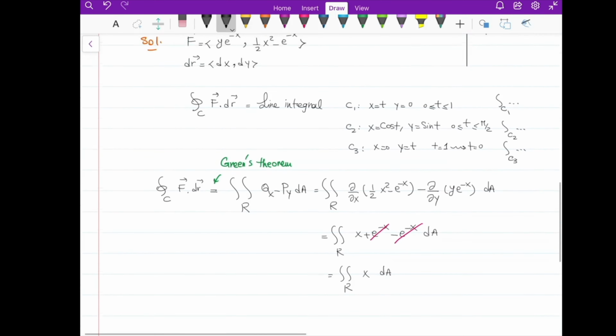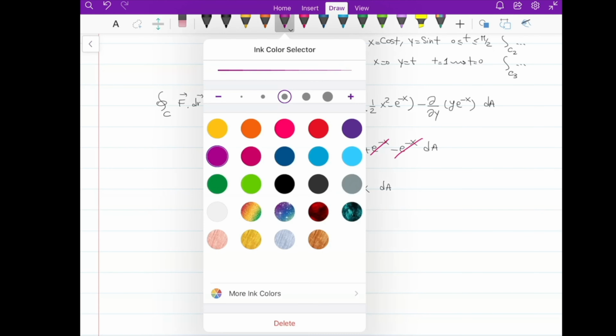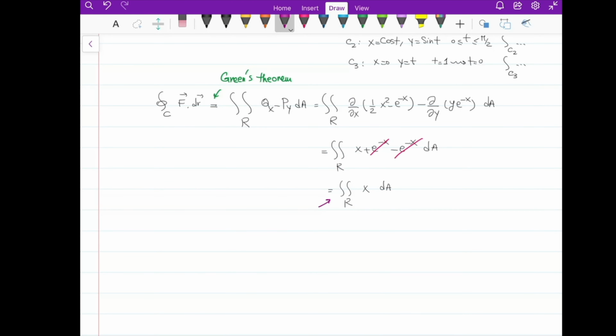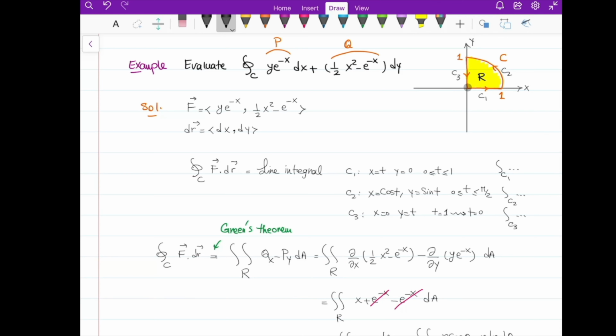But look at R. R is part of a disk. That's why it would be easier if I switch into polar. So I'm going to switch into polar, and I'm going to write what? Instead of x in polar, I can write r cosine theta. Instead of dA in polar, I can write r dr d theta. And then look at the region R. In this region, R in polar would be r from 0 to 1, and theta would be from 0 to pi over 2.